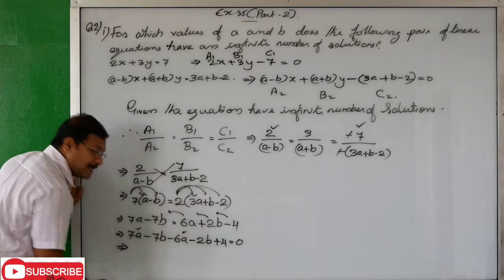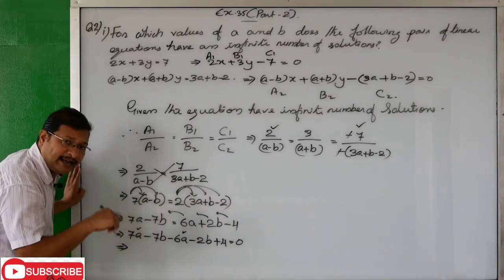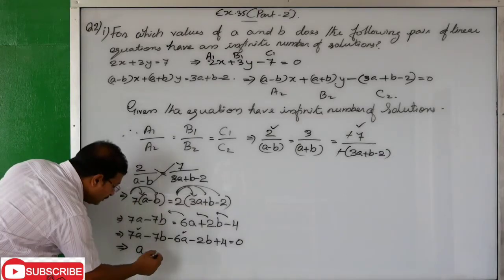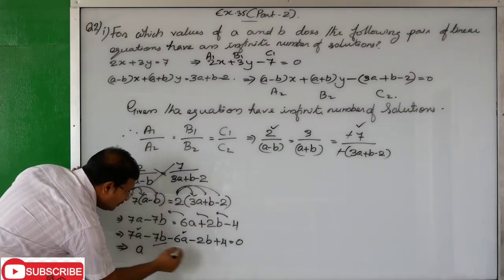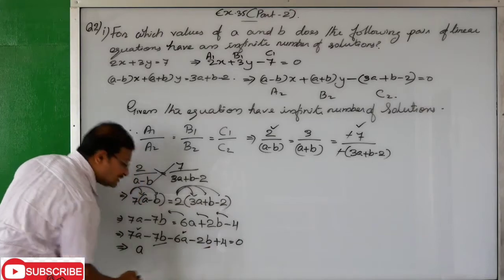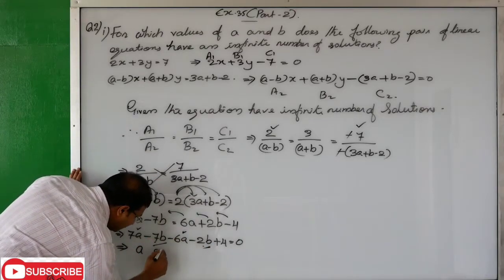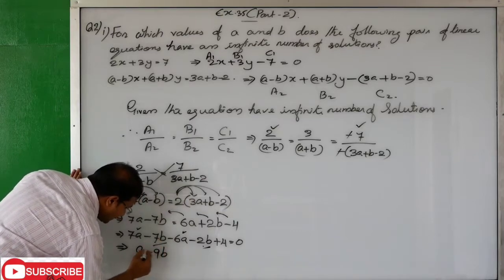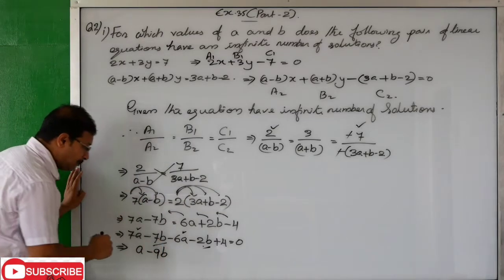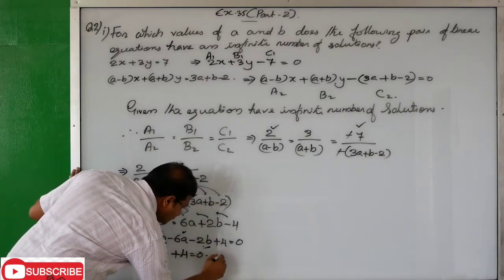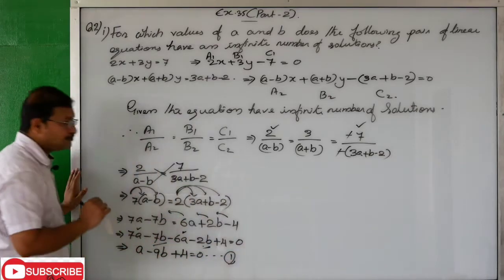This implies 7a minus 6a. 7 minus 6, 1. 1a means a. So we'll write a. After that, minus 7b minus 2b. Minus into minus is plus. That means 7 plus 2, that is 9b. After that, the same sign, that is minus 9b. After that plus 4 equal to 0. This is equation number 1.